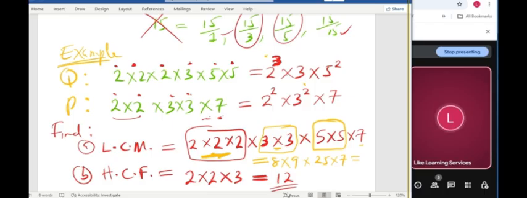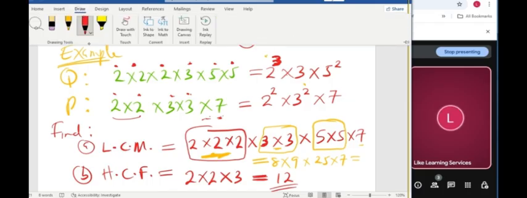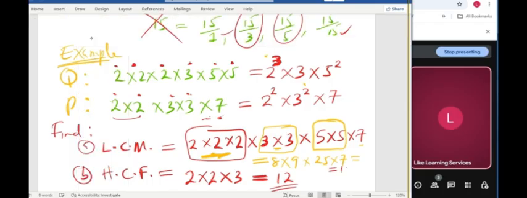Let me even just work out the LCM very quickly. LCM will be 8 times 9, 72, times 25, times 7. That's 12,600. That's a very large number. I hope this is clear. Okay, you're going to practice some more.